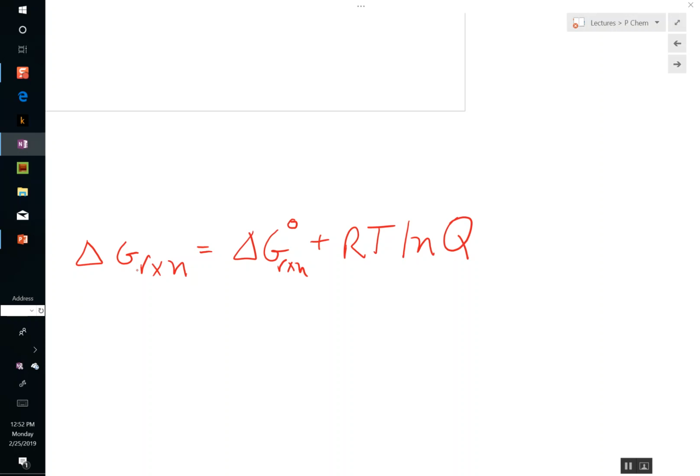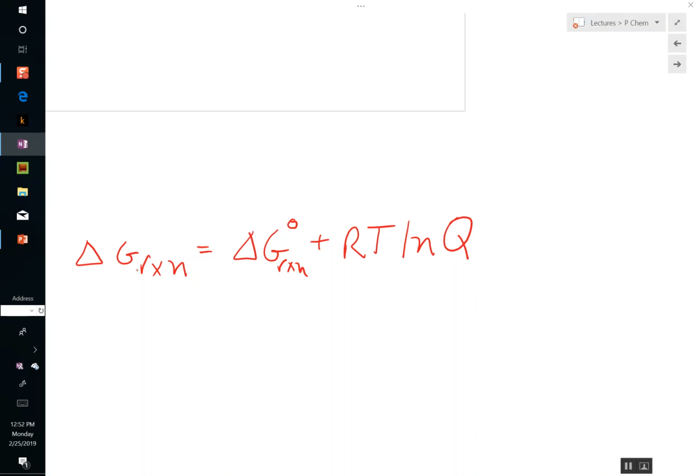This delta G is not a constant. It can have any value depending upon what conditions the reaction is being run under. Pressure changes, temperature changes, that number changes. So you're calculating a particular number here that is specific to the reaction written under the conditions in which that reaction was run. This is a constant number.